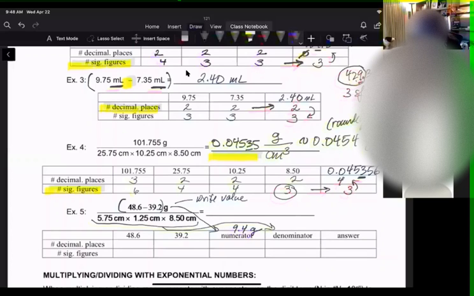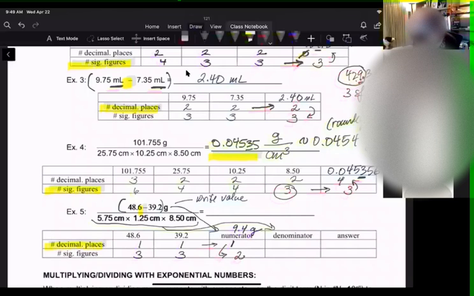Let's see, this has 1 decimal, 3 sig figs. So what governs that numerator? That's just a subtraction, so it's going to be decimal places. So we'll have just 1 decimal place in that answer. And then how many significant figures does that value have? We know it's good to 1 decimal place, so that has 2 significant figures.